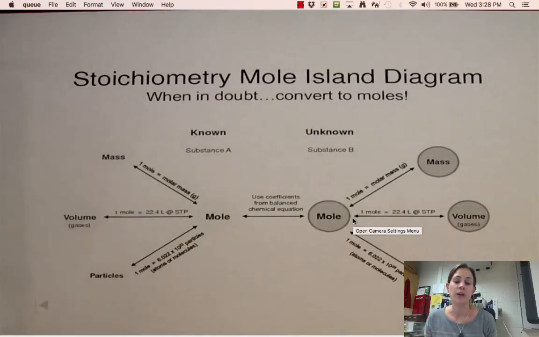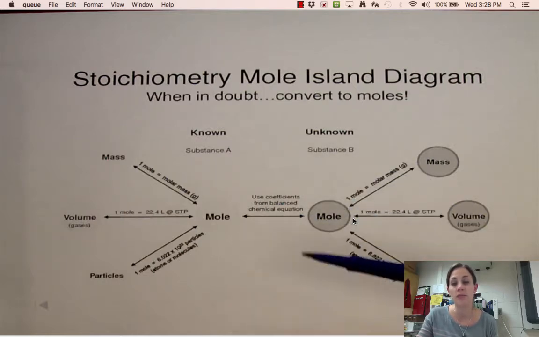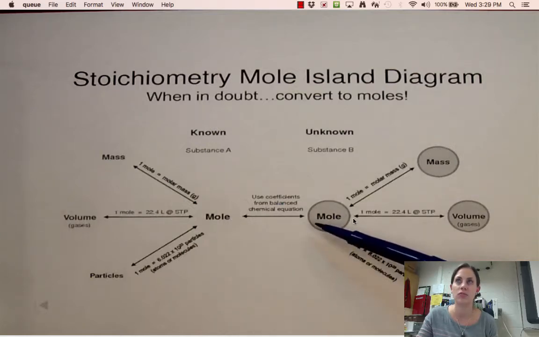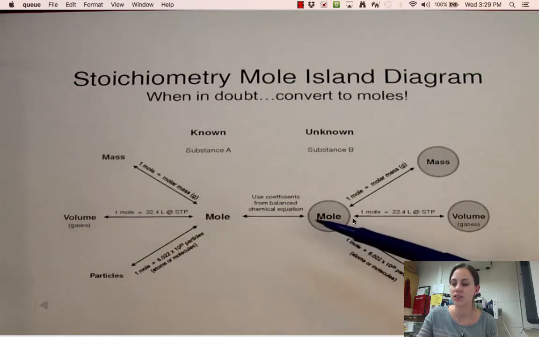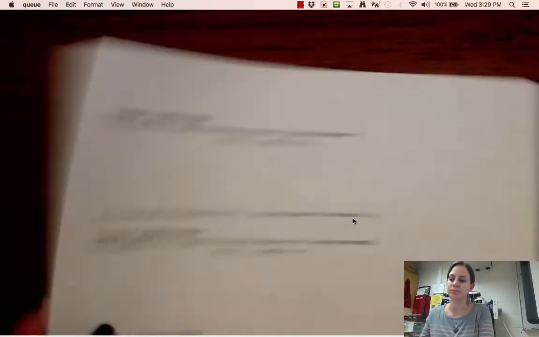Hi everyone, and welcome to part 2 of our series on stoichiometry. In the previous video, we looked at this mole island diagram, this mole map, and how to potentially set up problems using this, because the whole concept of what we want to figure out in stoichiometry is a relationship between any two substances from a balanced equation. So let's dig into some examples and see how I'm going to use this mole map.